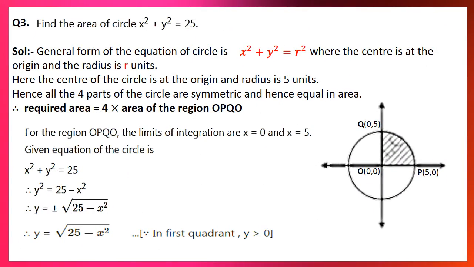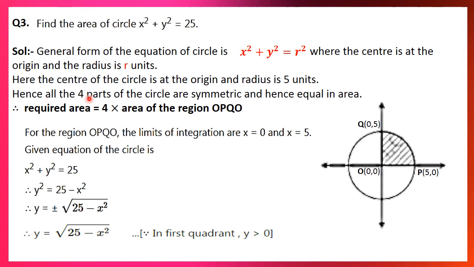Question number 3. Find the area of the circle x square plus y square is equal to 25. We know the general form of the circle is x square plus y square is equal to r square, where the center of the circle is at the origin and the radius is r units. So here the center of the circle is at the origin and the radius is 5 units because it is of the form 5 square. So r is equal to 5.